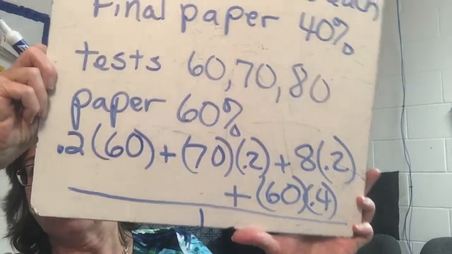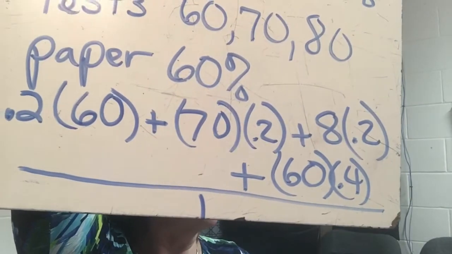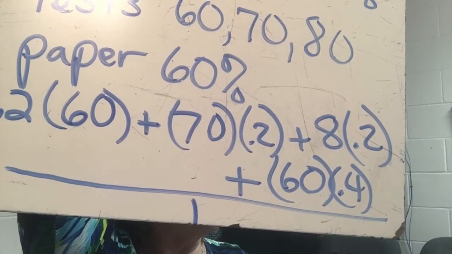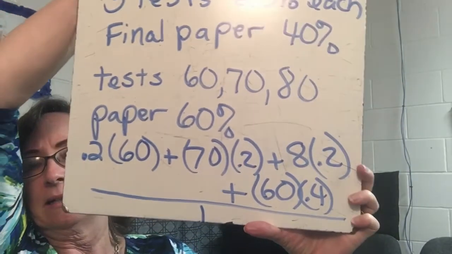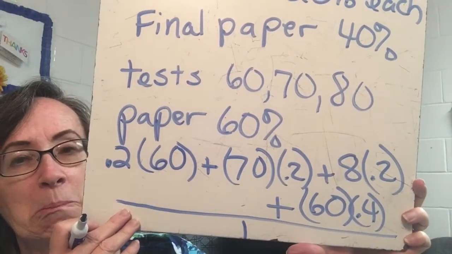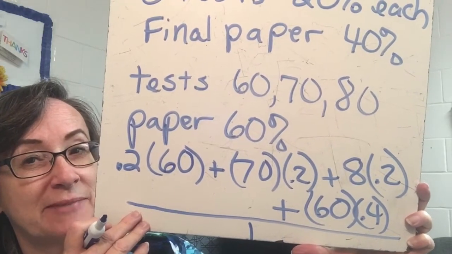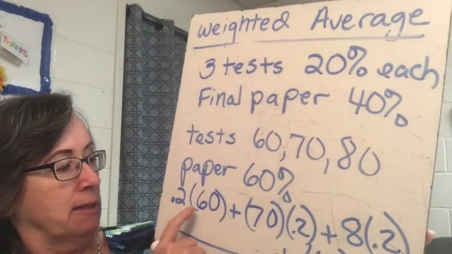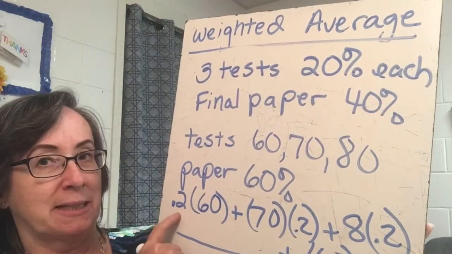Okay, so then we just have to plug and chug on the answer there. And it turns out that when you do all of that, he made a 66%. He didn't pass that class, did he? Or he made it a D. That's not very good.